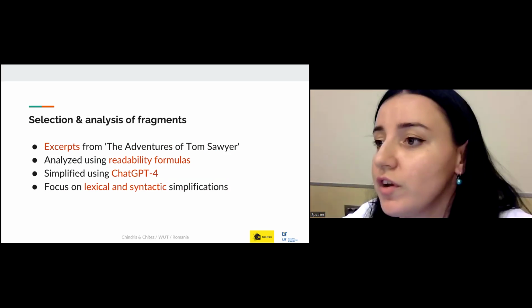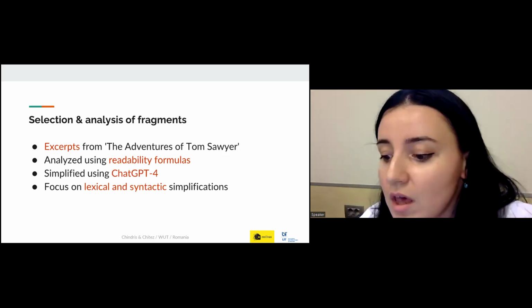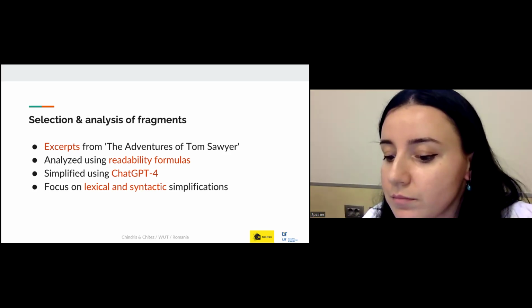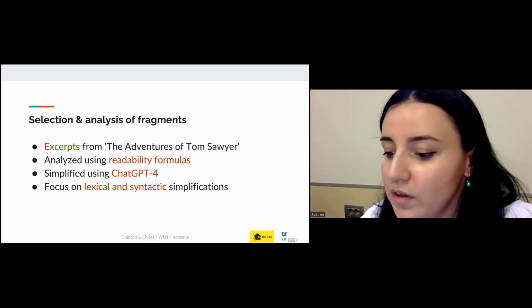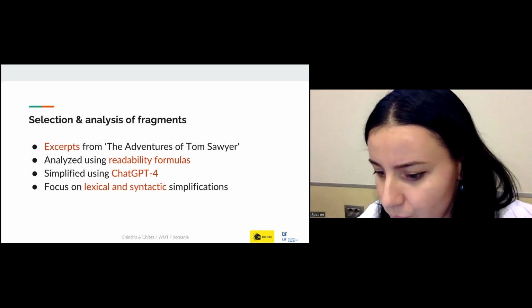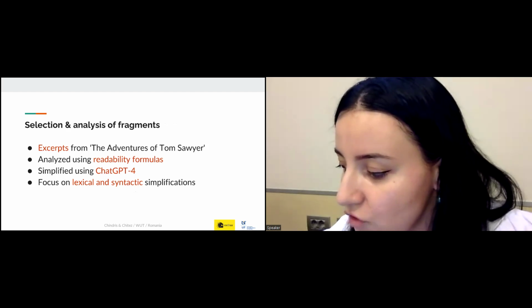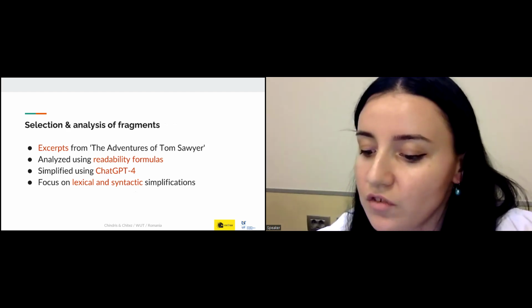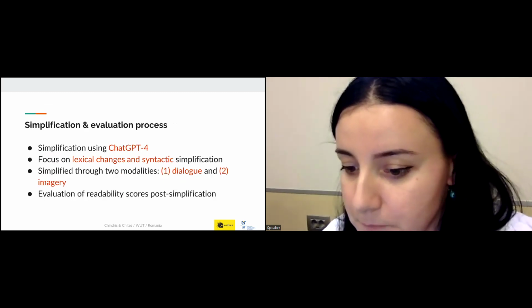For this presentation, I've prepared two examples of simplification. It's important to know that I use ChatGPT-4, which is the latest version of ChatGPT. And the focus of our simplification is on lexical and syntactic levels.